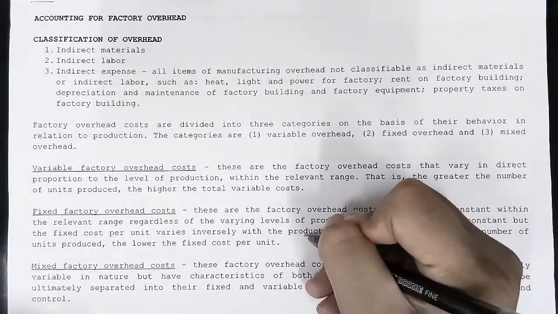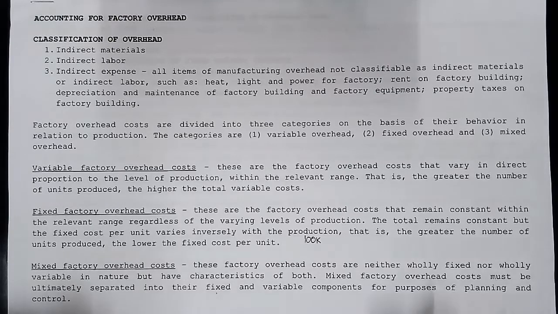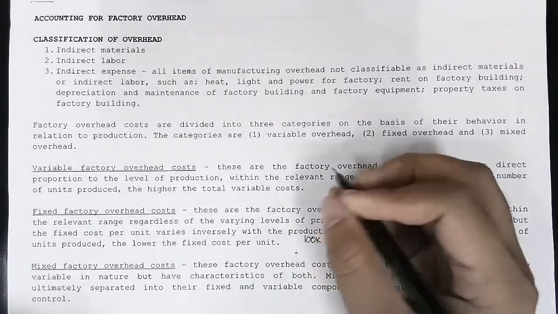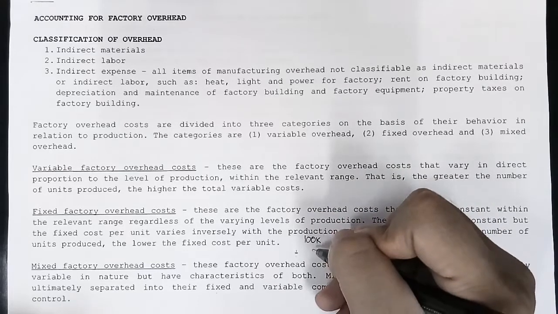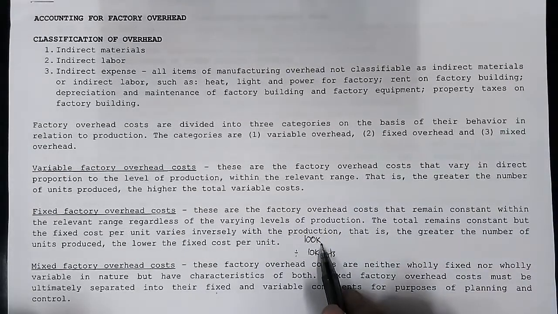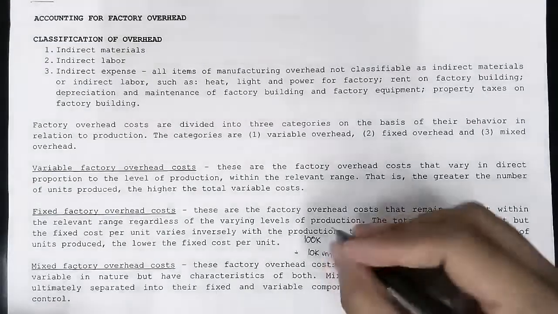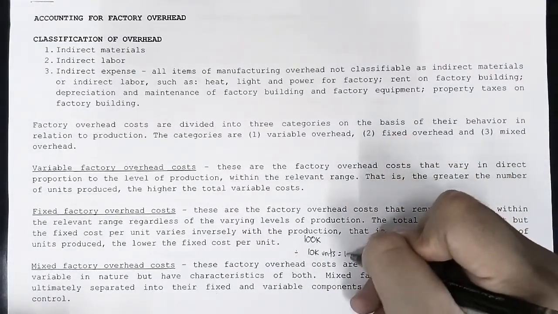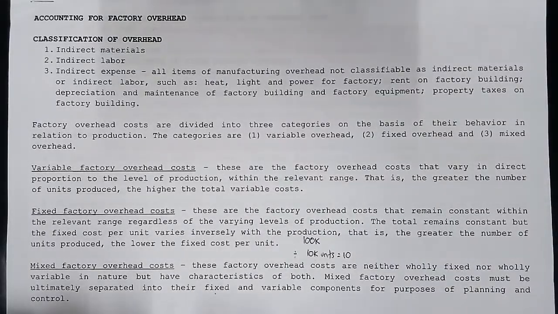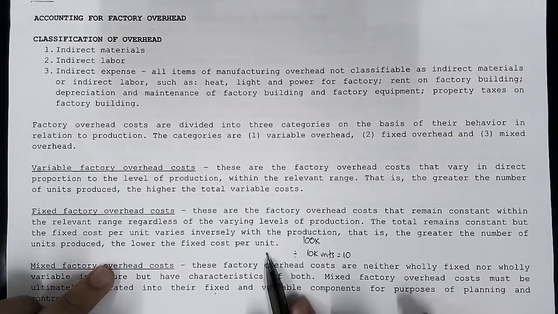Let's say the depreciation of factory building is 100,000 per month, and the number of units produced is 10,000 units. So, if the depreciation of factory building per month is 100,000 and the number of units produced per month is 10,000 units, therefore the fixed cost per unit is 10 pesos per unit. It is said that the greater the number of units produced, the lower the fixed cost per unit.